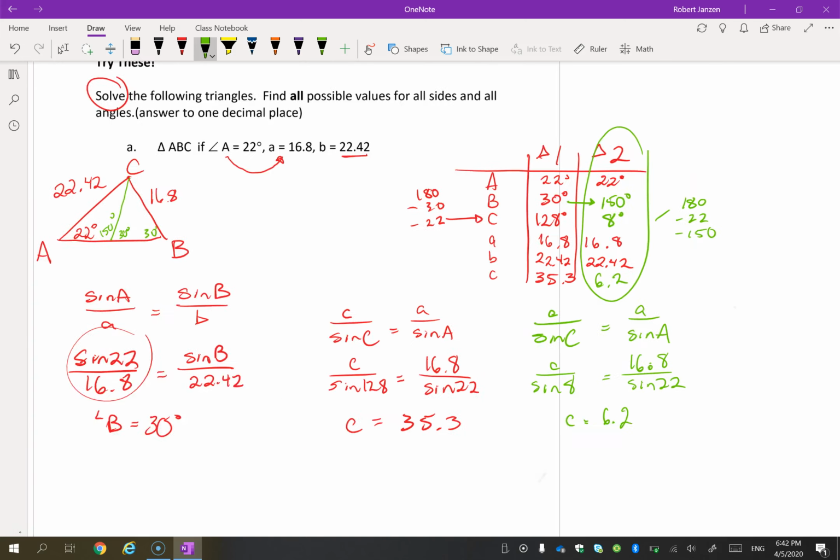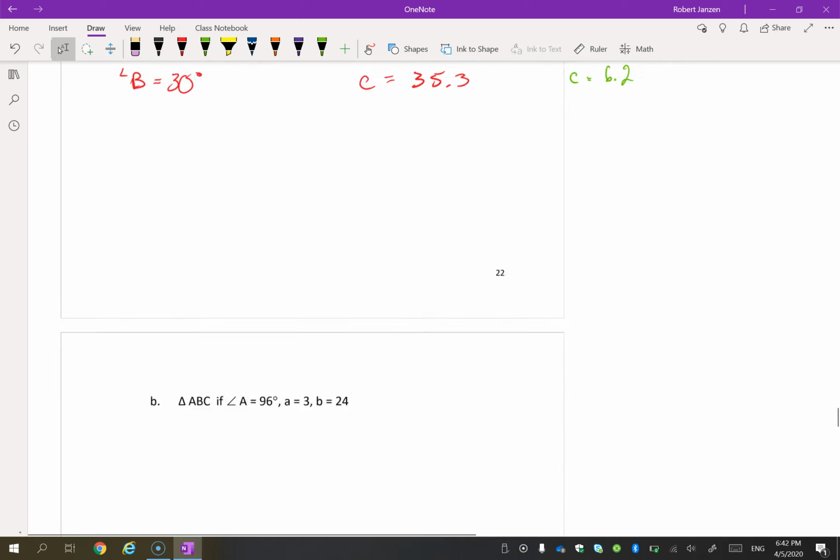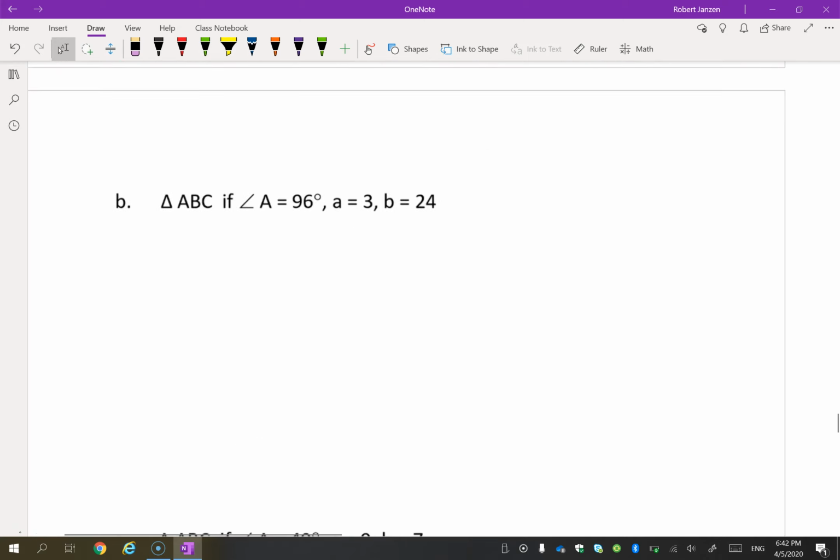Okay, so hopefully that question made sense. For sure it'll be one of those on the test. Now let's decide this one. Is this an ambiguous case? Well, is this side opposite the angle smaller than the other side? Yes, it is. So this is ambiguous.